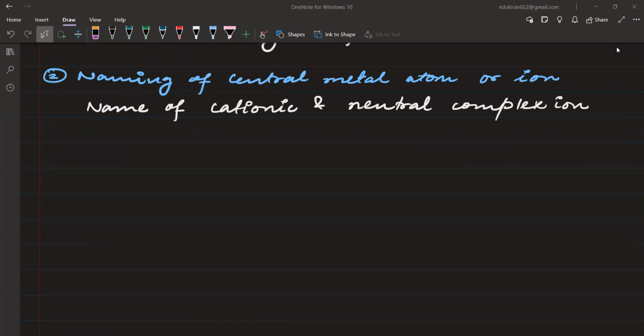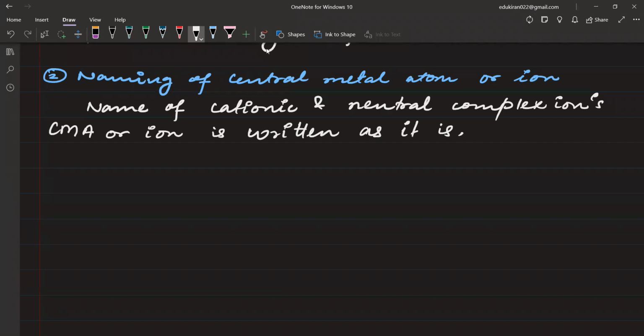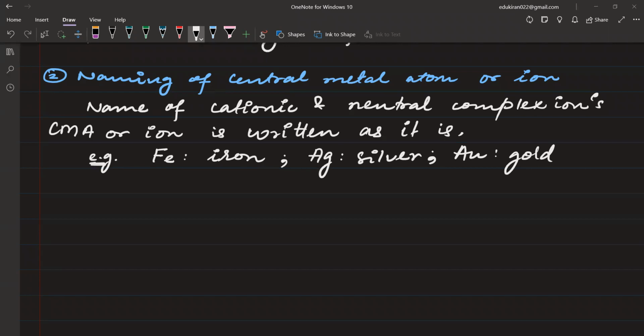Right here: name of cationic and neutral complex ions. Write an apostrophe here. Central metal atom or ion is written as it is. For example, if the complex is neutral or cationic and you have Fe, then you will write it as iron. No change, as it is. If you have the central metal atom as, let us say, Ag, then what is Ag? It is silver. If it is Au, then you will write it as gold. Got it? Yes or no? Please tell me, guys. But write the second point.